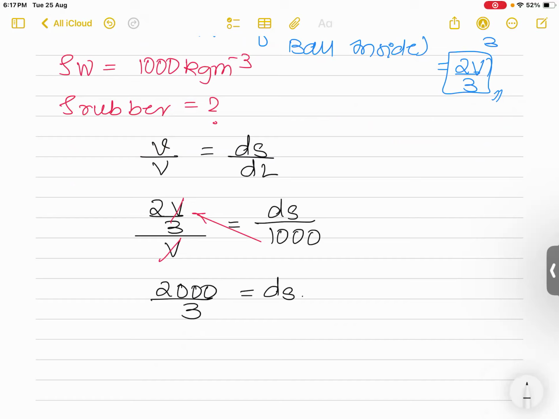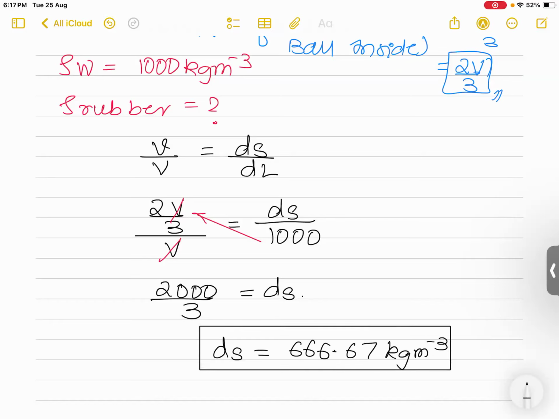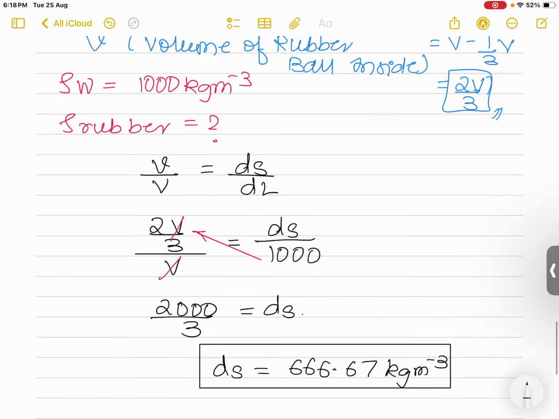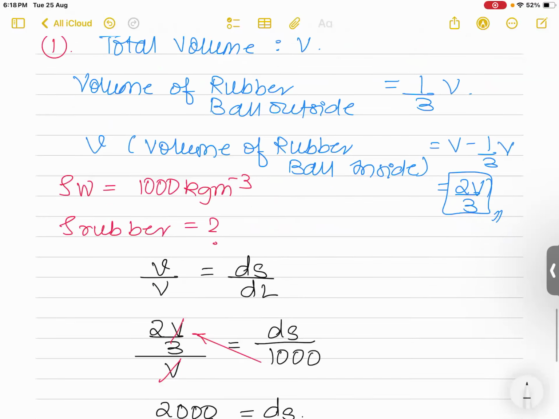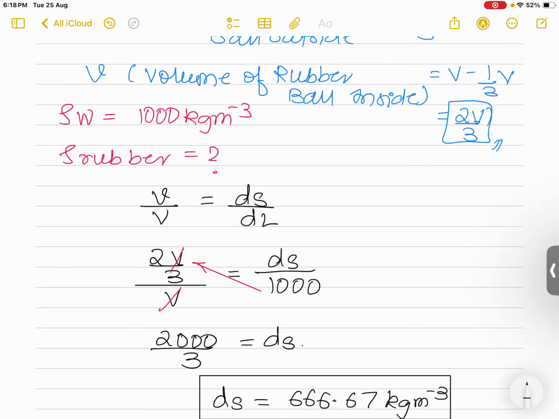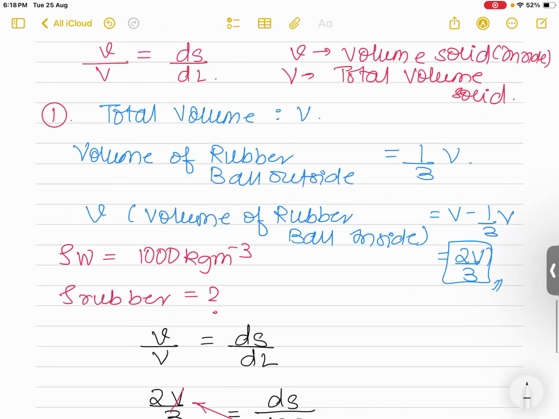Can we solve this further? So when I solve this further, I will be getting 666.67 kg per meter cube. I think this is what I'm getting as the density of solid. Can we complete it, guys? Maisha, are you getting how to solve it? Yeah. If we are done with the first one, we can try the second one.